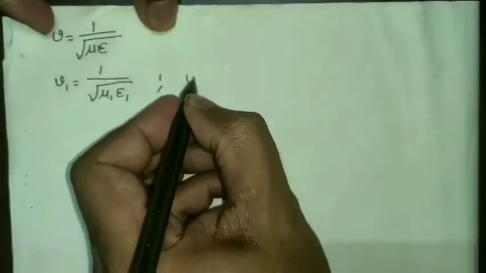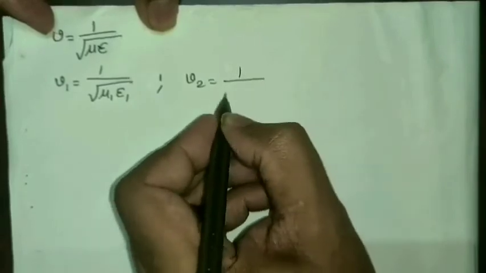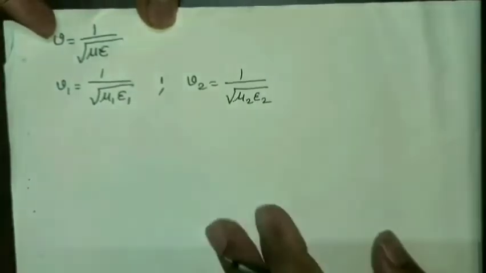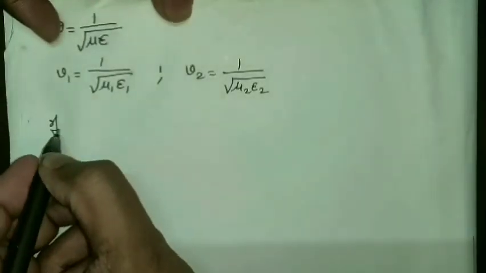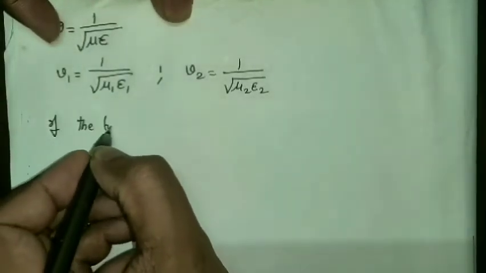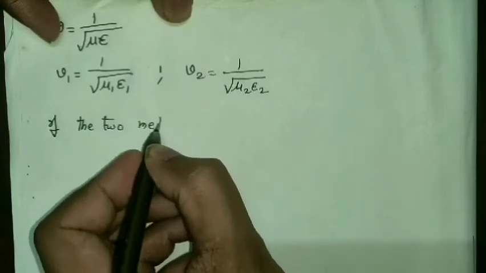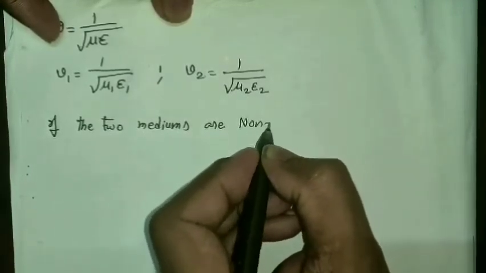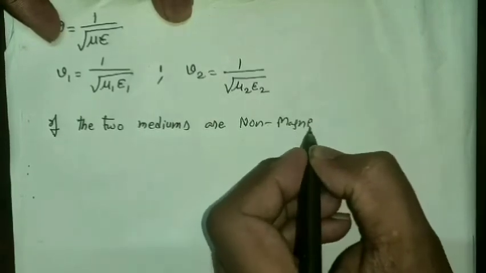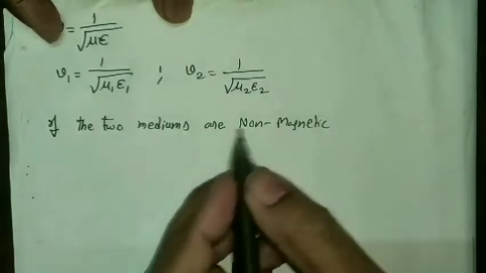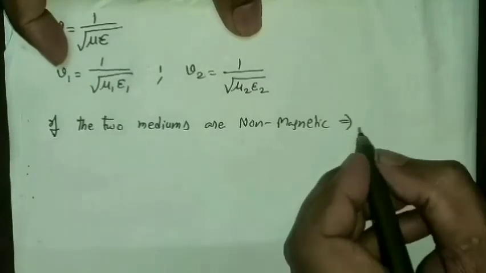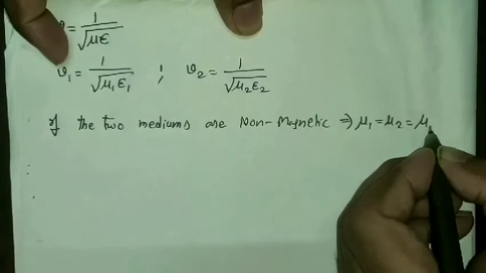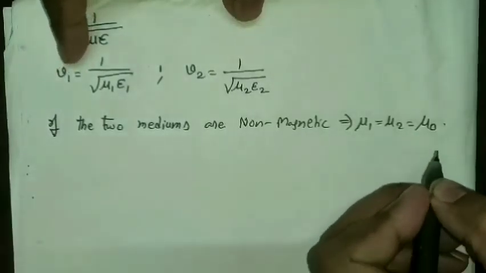If it is the medium 2, then v2 equals 1 by square root of mu2 into epsilon 2. Okay, so for example, if the two mediums are said to be non-magnetic mediums, then the permeability of both mediums should be equal to the permeability of free space.